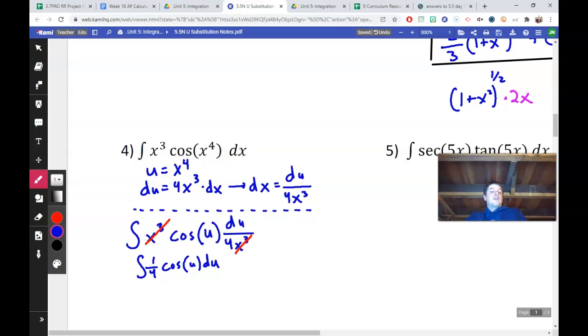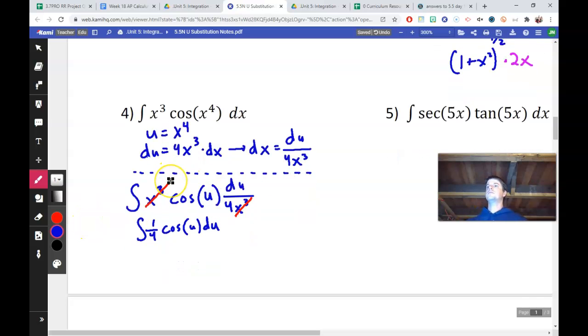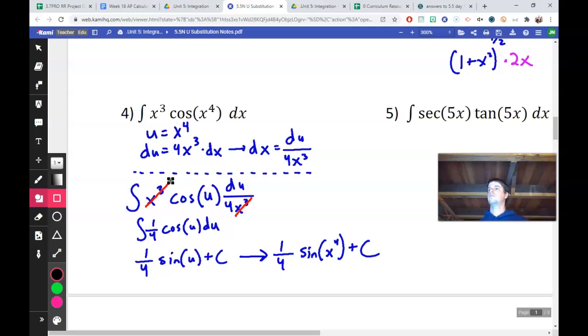But I got rid of my x's. That was my goal, right? So we can go ahead with step 4. So let's integrate that. Oh, I'm running out of room here. Let's see here. Integration of cosine, we have sine. So I have 1/4 is still out in front. Sine of u plus c. And then, of course, I need to substitute out u. So we get sine of x to the 4th plus c, and we are done.